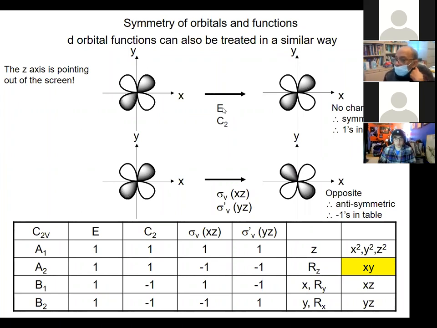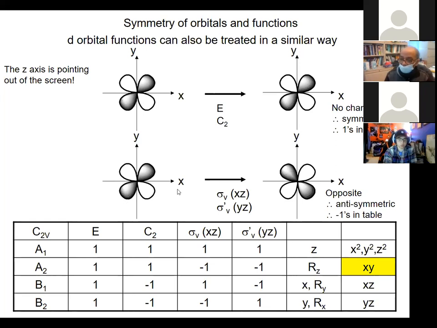So when you do E, that is do nothing, it does not change the wave function orientation. If you look at the C2, C2 is rotating this along an axis perpendicular to this plane by 180 degrees. When you do that, this lobe will come here, that lobe will come back, this will go there, and this will come here. So the resulting structure is indistinguishable from the original one. So it appears nothing has changed. And for that reason, the E and C2s are +1.